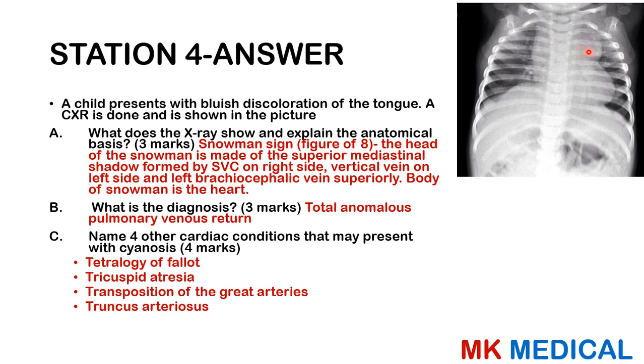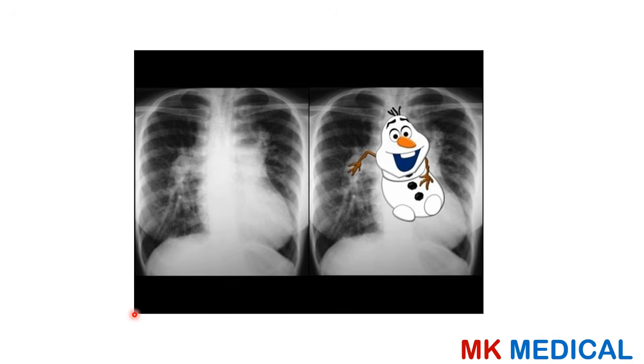Then of course the body of the snowman is going to be the heart. This is seen in a condition that's known as total anomalous pulmonary venous return, and the other cyanotic conditions, remember all of them start with a T: tetralogy of Fallot, tricuspid atresia, transposition of the great arteries, truncus arteriosus. Here's the snowman. So this is the head, and of course this is the rest of the body.